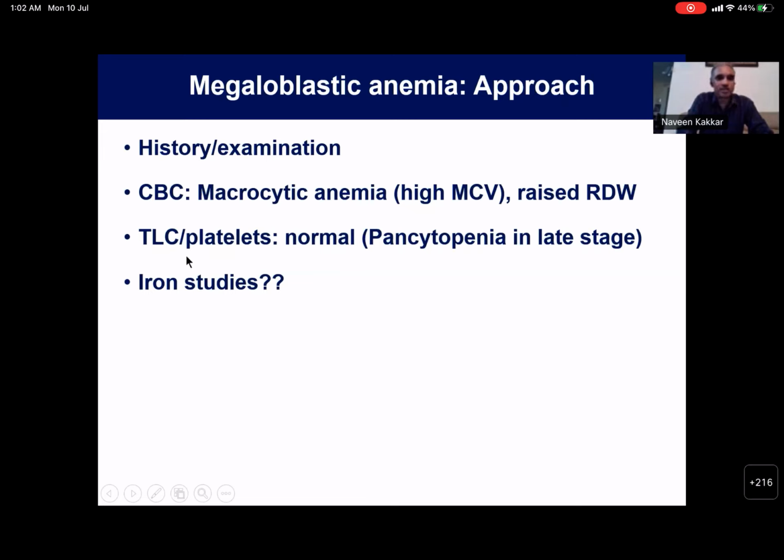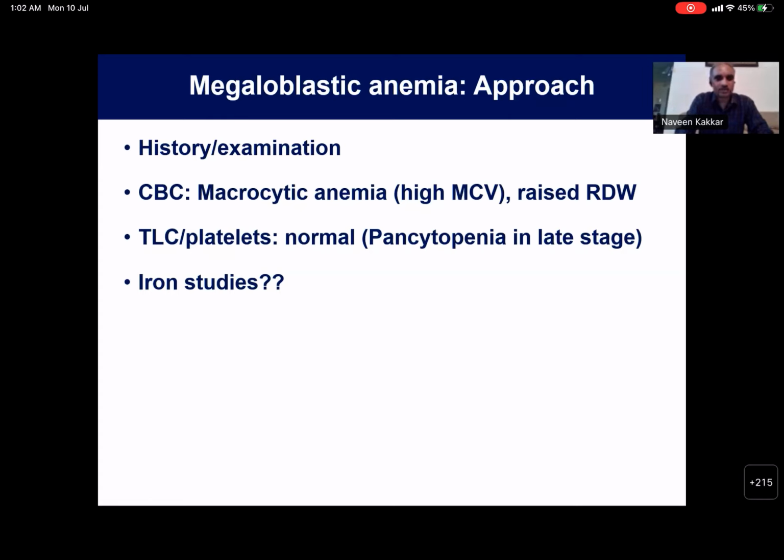Would you do iron studies, Dr. Pragya? It looks like a classical megaloblastic anemia. Would you do iron studies? Yes, sir. What's the reason? Because there is no evidence of any microcytic picture in the peripheral blood. Yes, sir, to look for mixed nutritional deficiency, or another nutritional deficiency. Anybody else from the postgraduates? Your comments about doing iron studies in this patient?